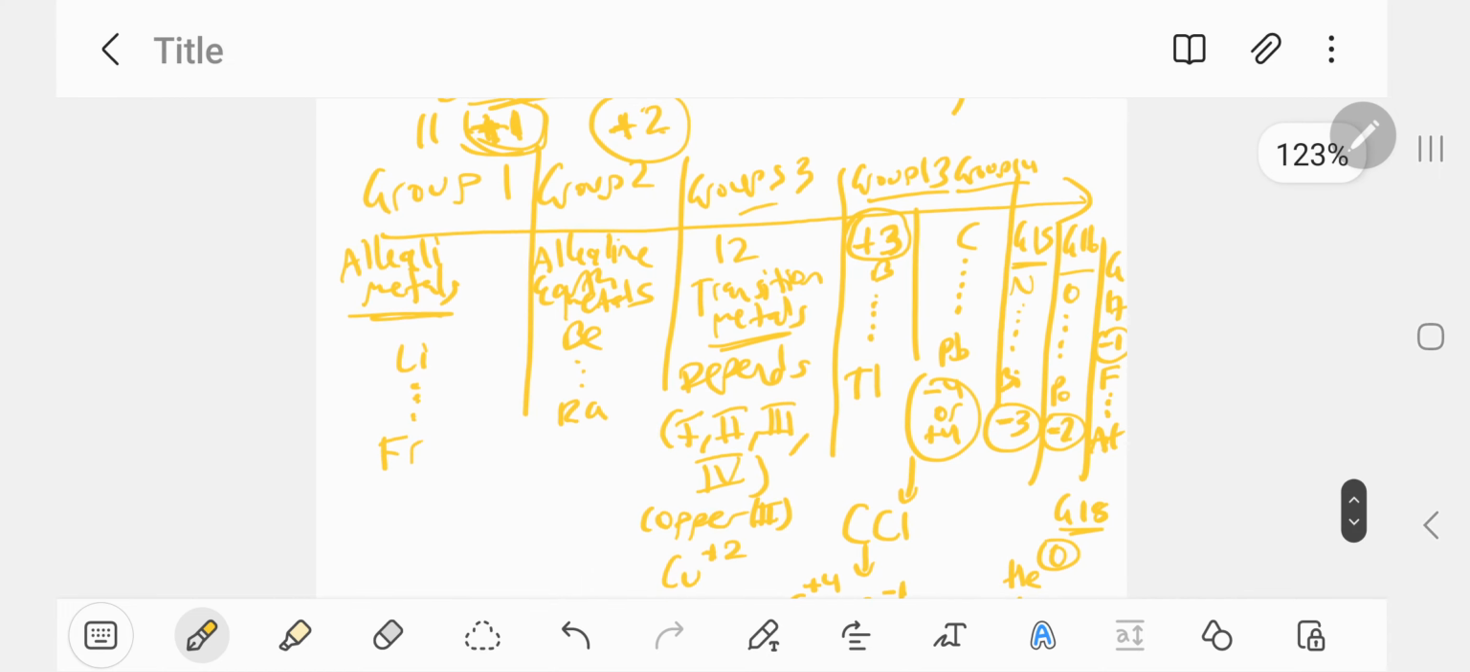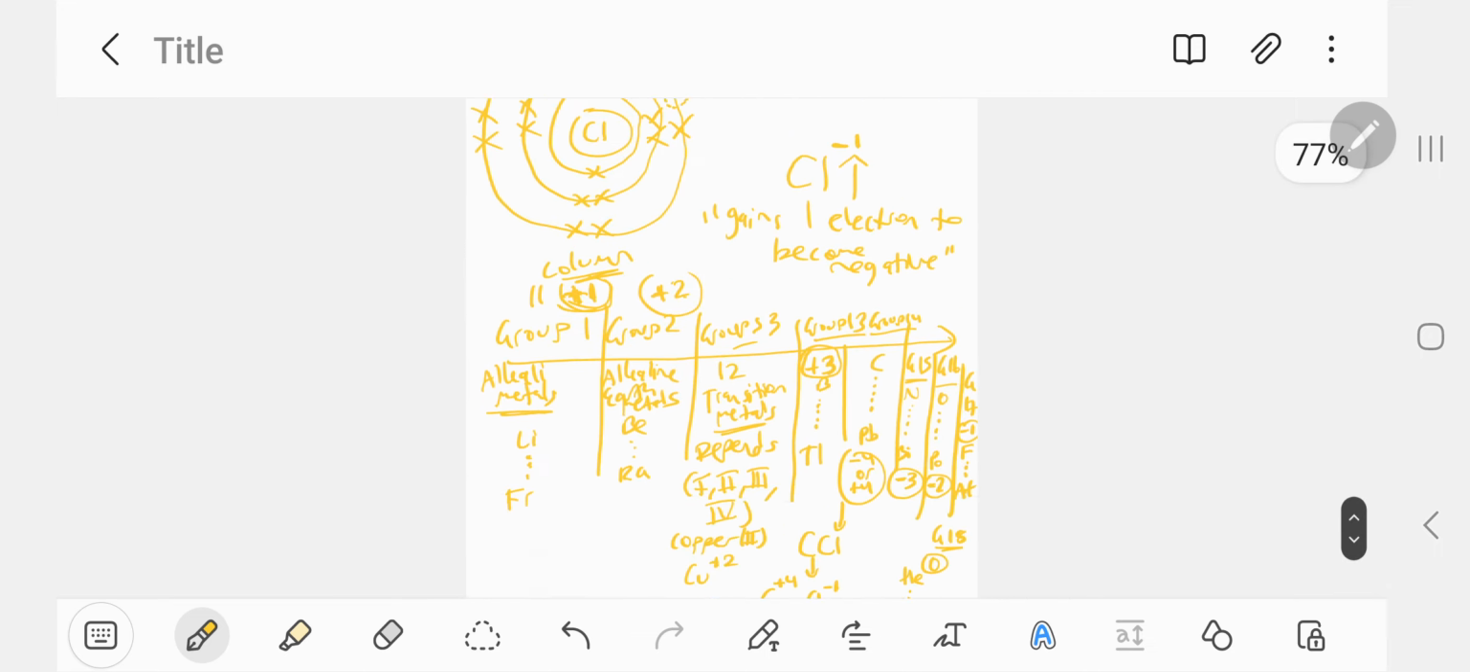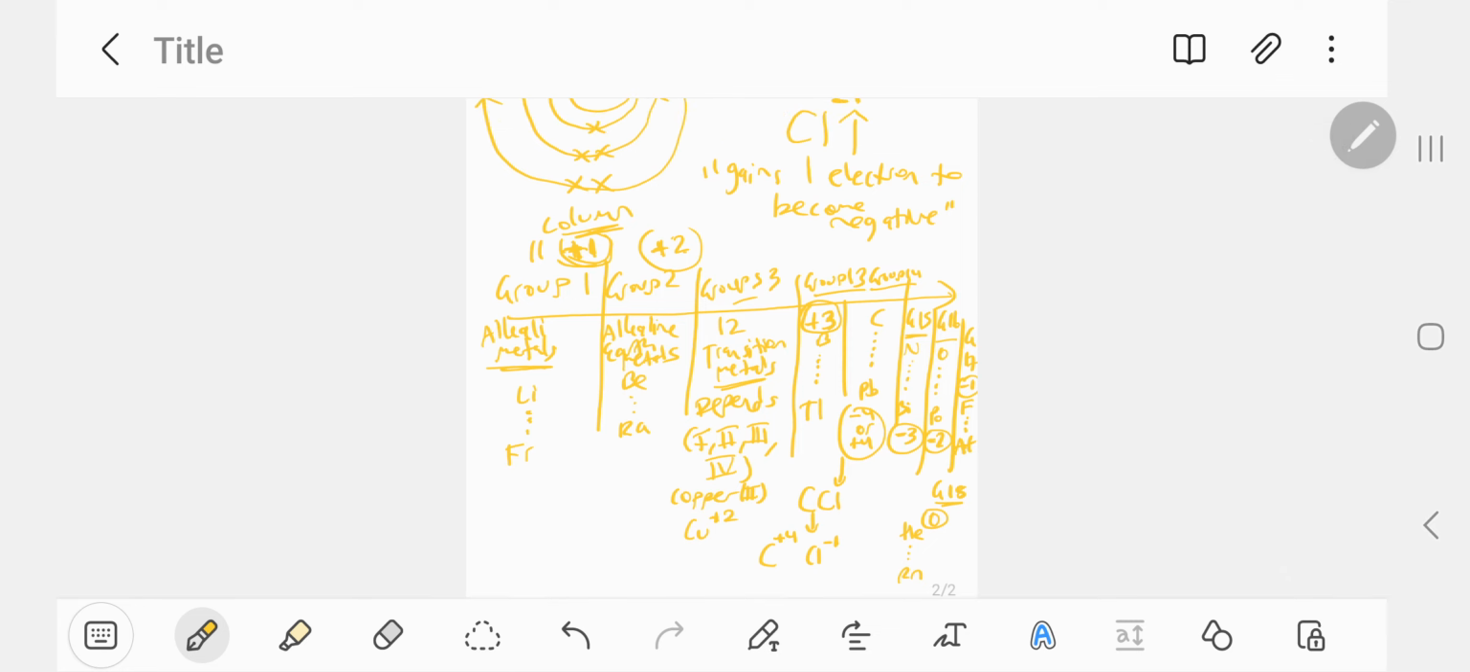So it's worthwhile memorizing all these valencies: +1, +2, depends in the middle, then +3, plus or -4, -3, -2, -1, 0. So that's valency in ions. In the next video, I'll talk about how to write chemical formulae, so how to combine different elements to write compounds.